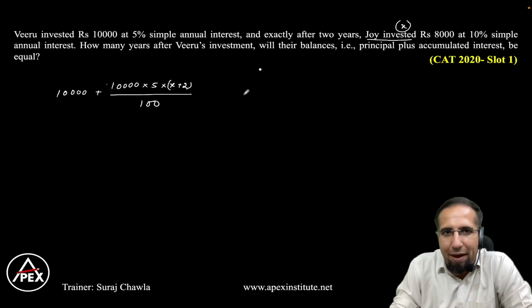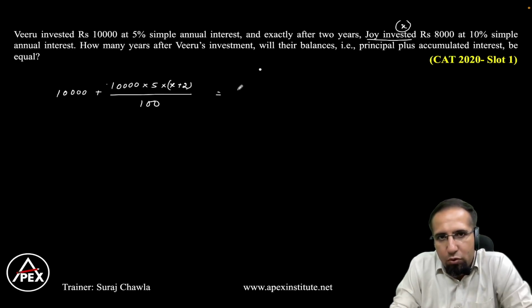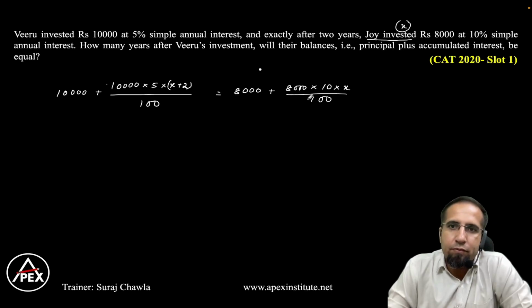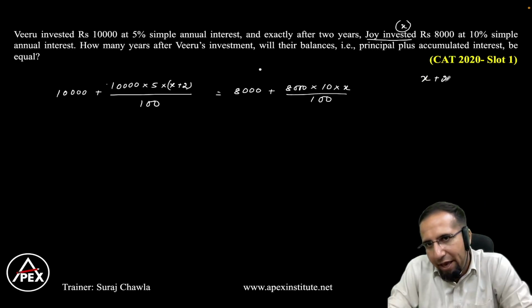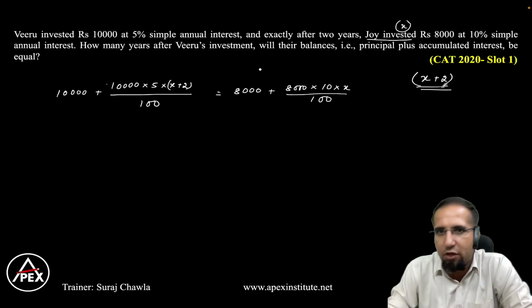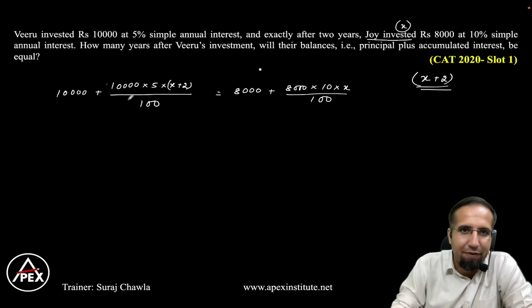Clear? I want both their balances to be equal. This should be equal to 8,000 plus 8,000 into 10 into X years divided by 100. Clear? After how many years after Viru's investment? So do not forget, our final answer has to be X plus 2 years after Viru's investment is what we are calculating. So let's simplify this first.